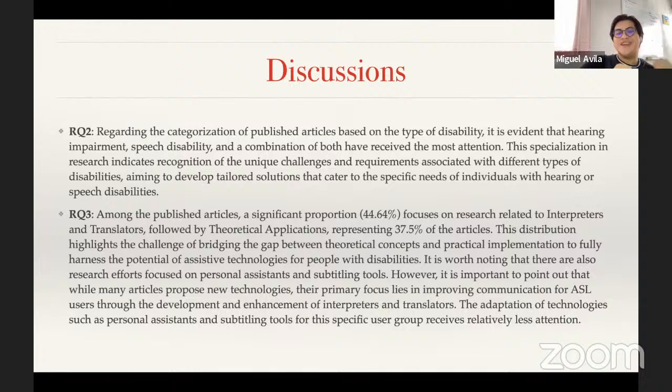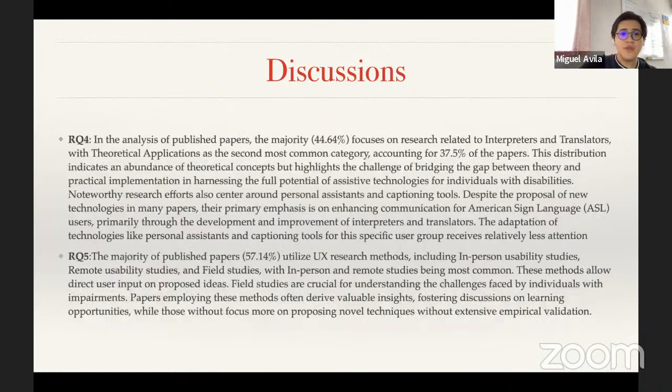So basically, what we see here is a trend about bridging the gap between communication and not really bringing these modern technologies to them. So that's pretty interesting. That's something we can conclude to make further research.